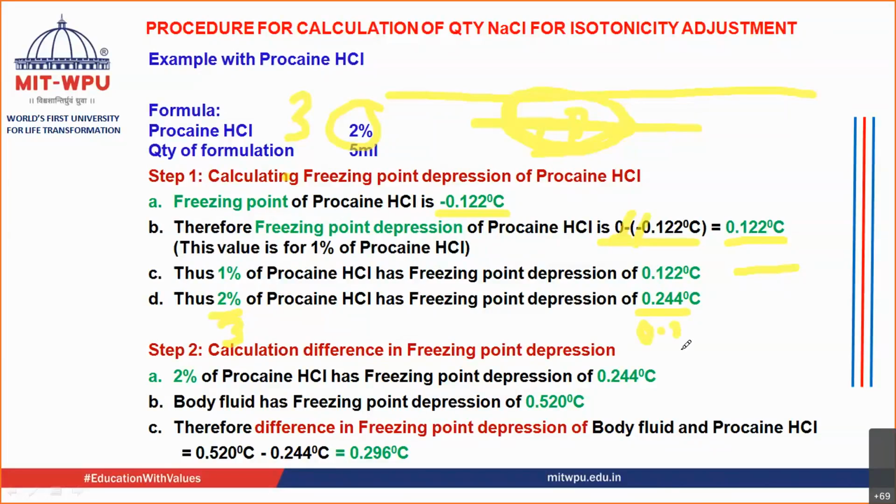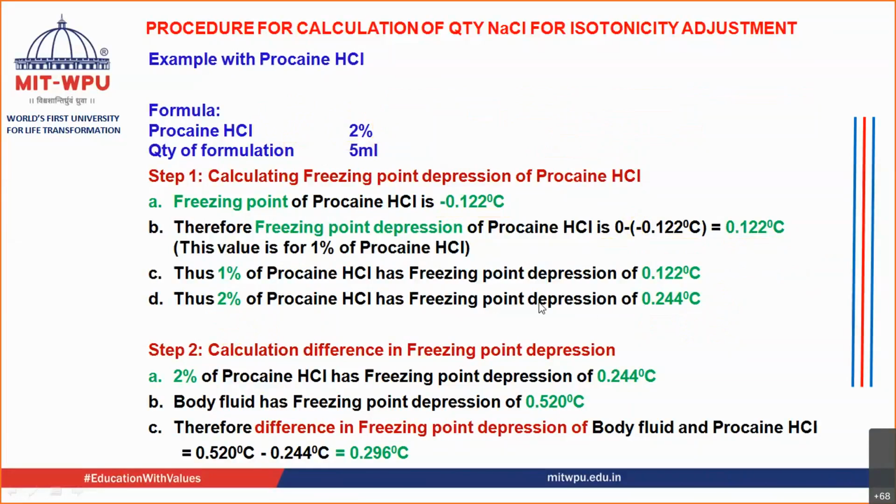If it had been 4% here, you would have to adjust up to 4% of procaine hydrochloride, which will give you a freezing point of 0.4 something multiplied by 4. Whatever value comes after multiplication by 4, that value would have been over here. Are you understanding? Am I clear now? Okay. This is your step 1.